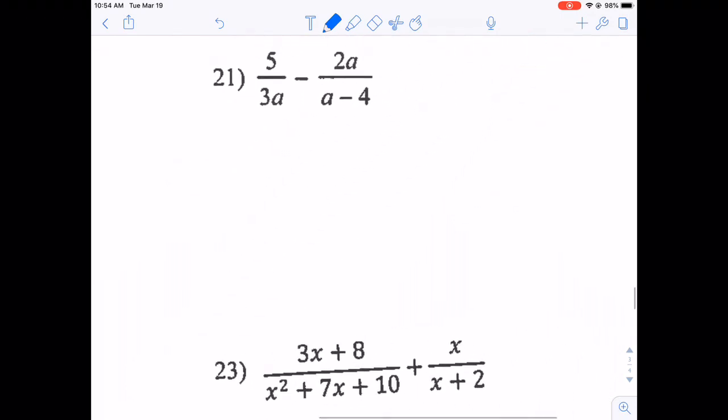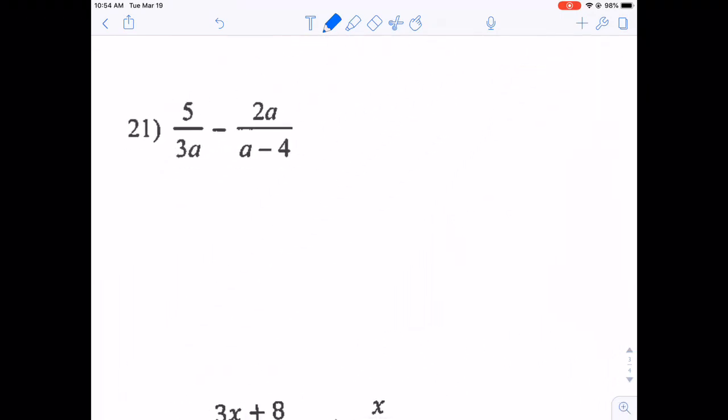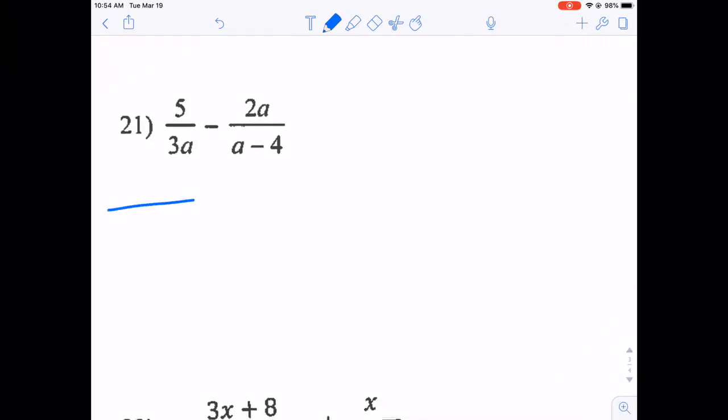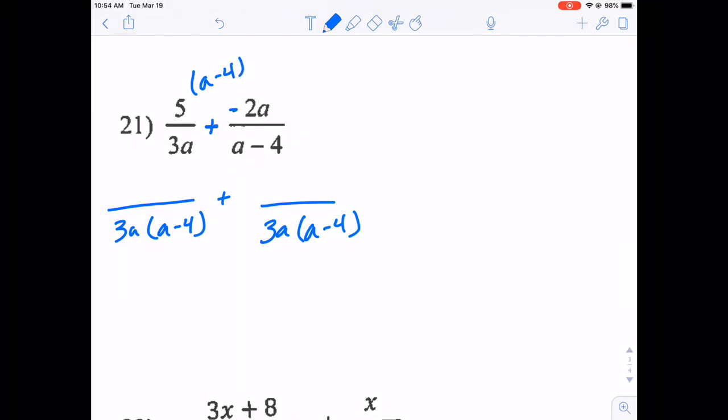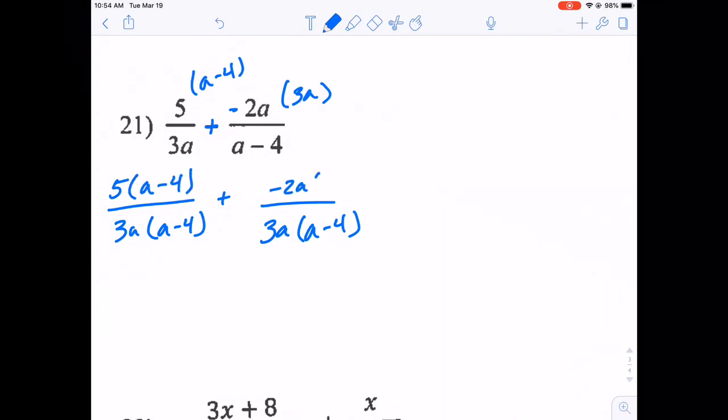All right, another adding and subtracting one. Okay, so this one, in terms of a common denominator, is a tricky common denominator. The common denominator here, and I'm going to make 2 fractions, is going to be 3a times a minus 4. I'm going to make that a plus a negative 2a again. If I don't have anything really in common, the common denominator is just the 2 denominators together. So fraction number 1 is going to need the a minus 4. Fraction number 2 is going to need the 3a. Okay, so I've got 5 times a minus 4 here, and then I've got a negative 2a times a 3a here.